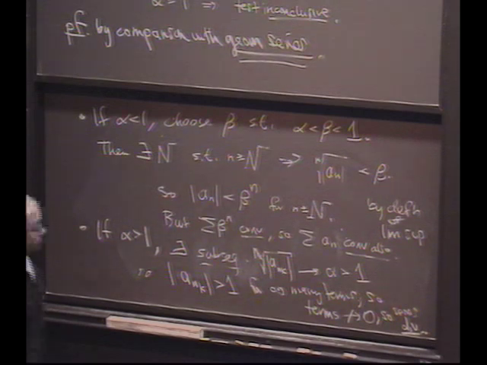Okay. And so then the final case is, what if alpha is 1? Well, the test is inconclusive. You might say, well, is there anything to show? Well, yeah, there is something to show. I want to show you that there are examples of series for which the ratio test gives the ratio 1, and the series diverges, and other examples where it converges. So if alpha is 1, you can check that.